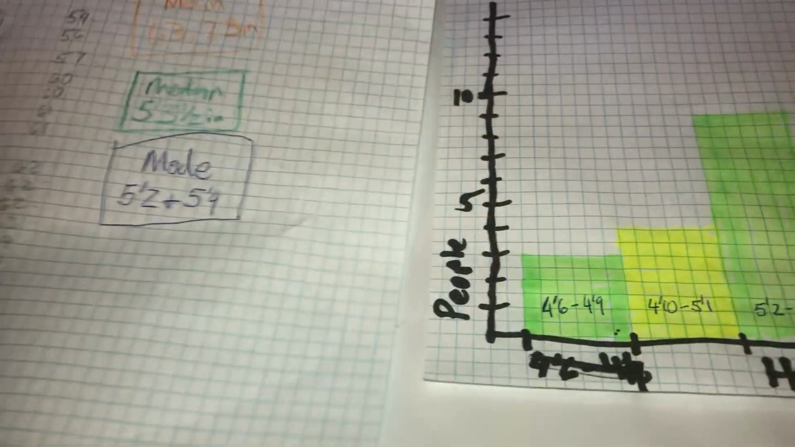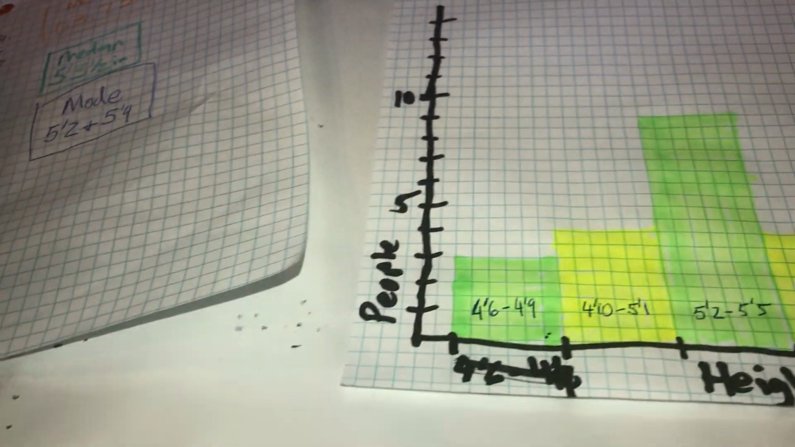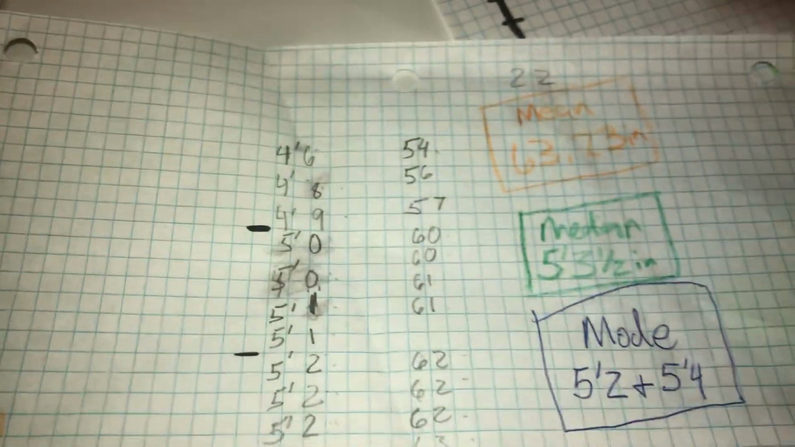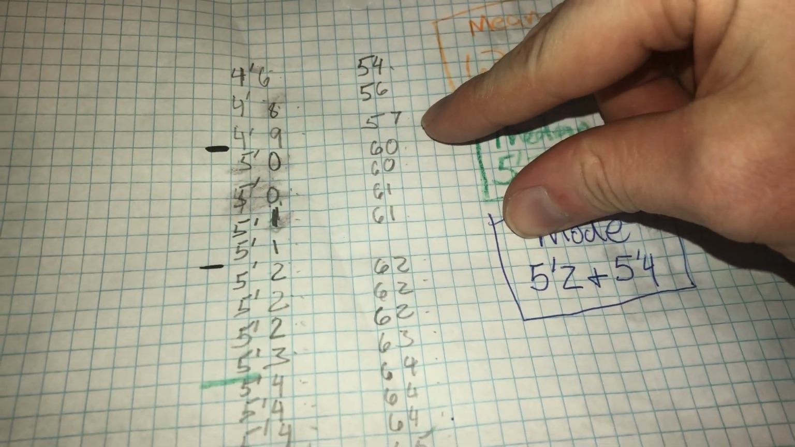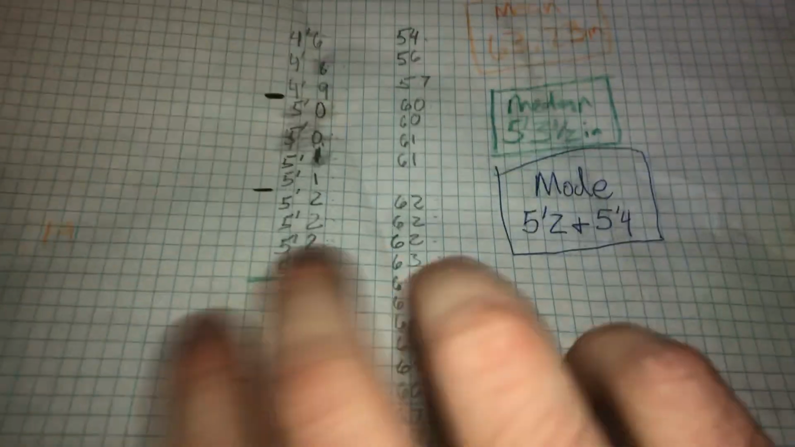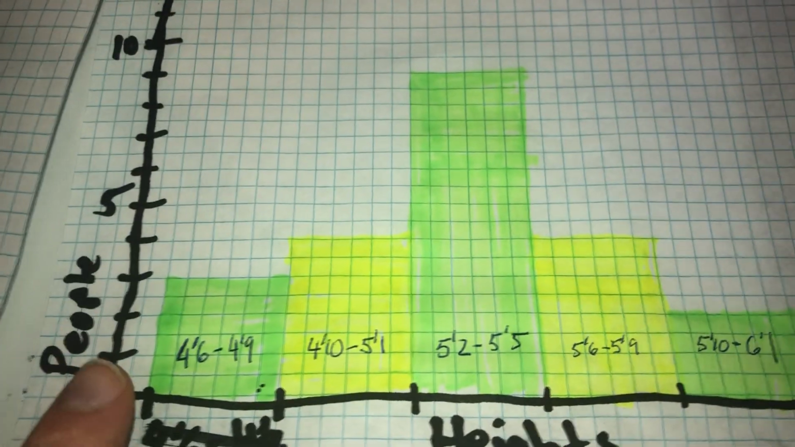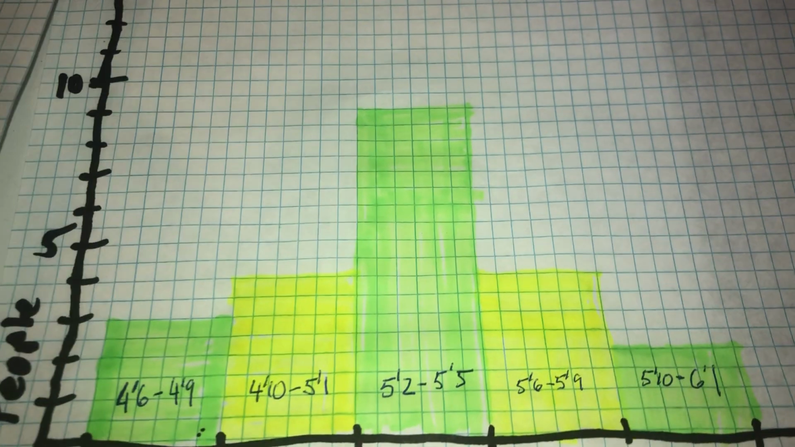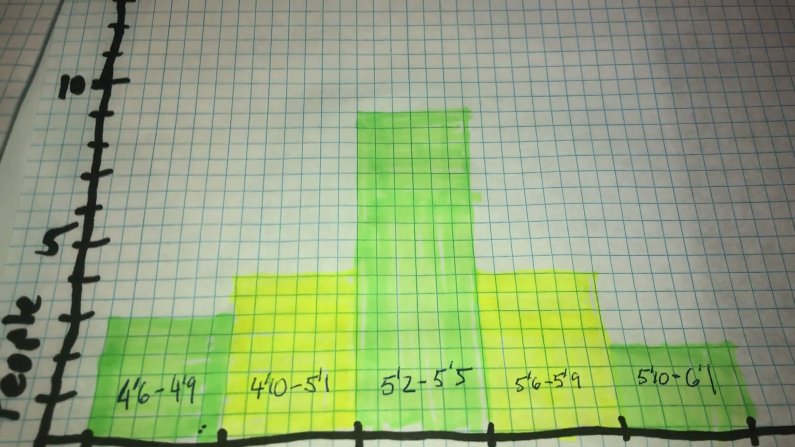So let's see if I can get them both in here. So between 4'6" and 4'9". So 4'6", 4'7", 4'8", and 4'9". We go back. I put lines here to indicate where they go. So 4'6" to 4'9", there's 3 people. 1, 2, 3. And I recorded that here. And for every 2 squares equals one person. So we got 3 people there.